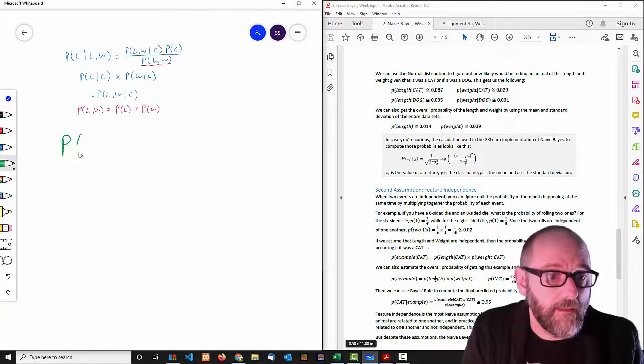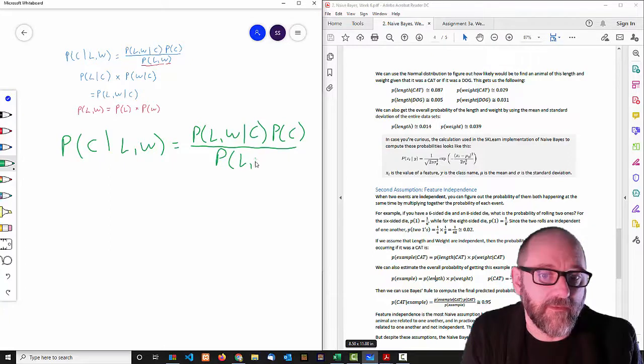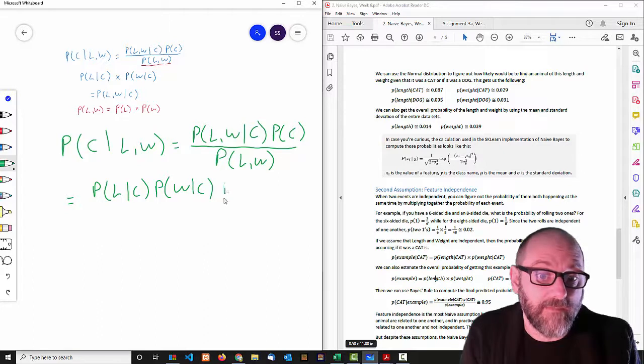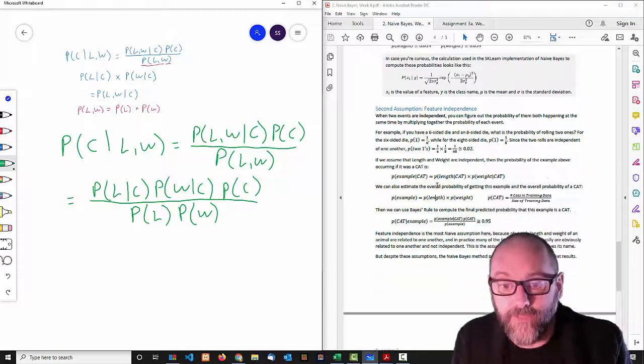The probability of it being a cat given the length and the width, the example, is equal to the probability of that length and width given that it was a cat times the probability that it was a cat over the probability of getting that length and width. So that's equal to, according to our naive assumption, the probability of that length given it's a cat times the probability of that width given it's a cat times the probability that it's a cat, over the probability of getting that length using all cats and dogs, times the probability of getting that width using all cats and dogs.